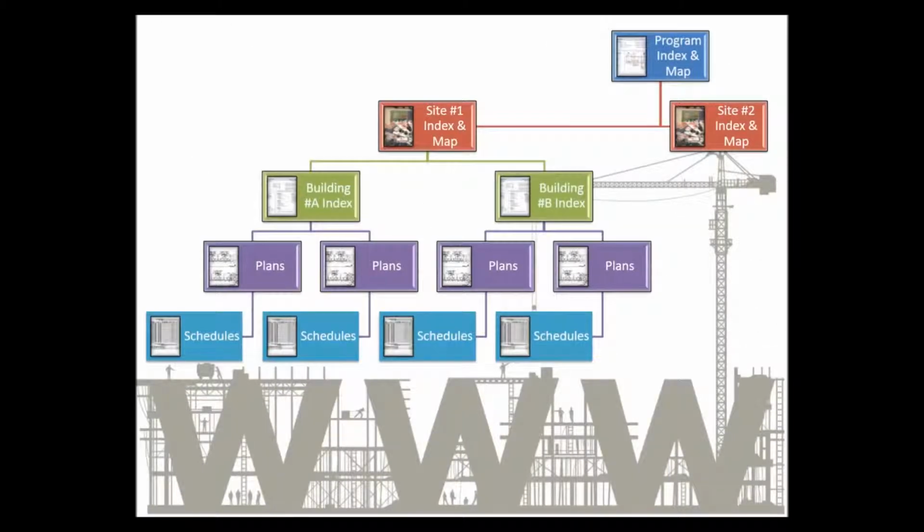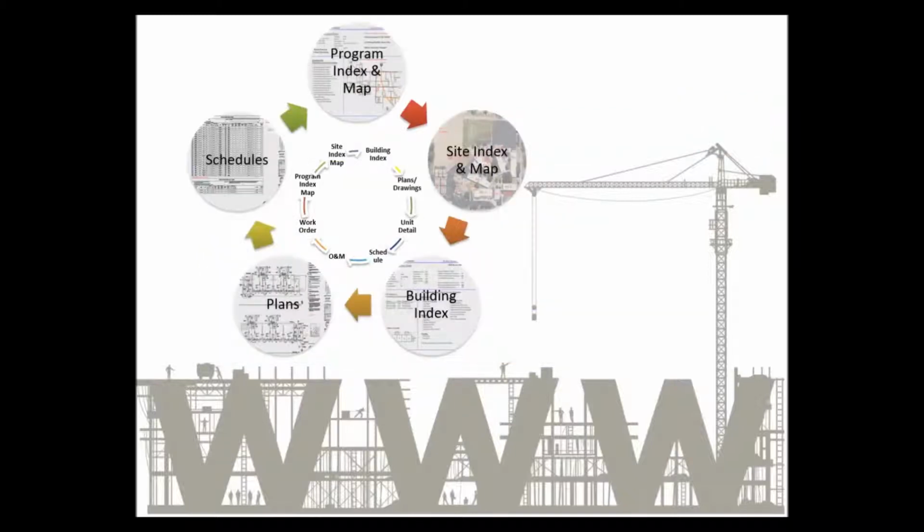The system is made up of key top-level linking sheets designed to make retrieval of information as fast and as easy as possible. Primary linking sheets include the program index and map, the site index and geographic map, the building index list, plans, and schedules, all of which are intuitively linked, making it a simple tool to use.